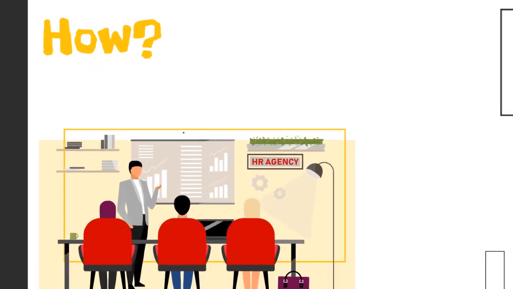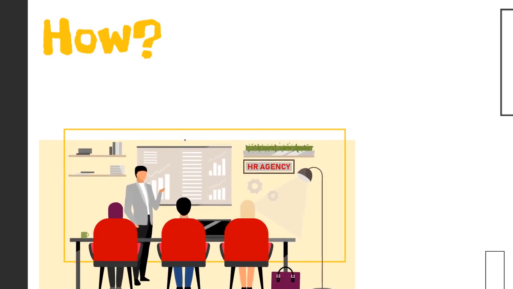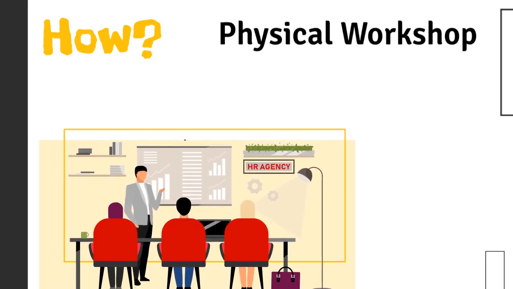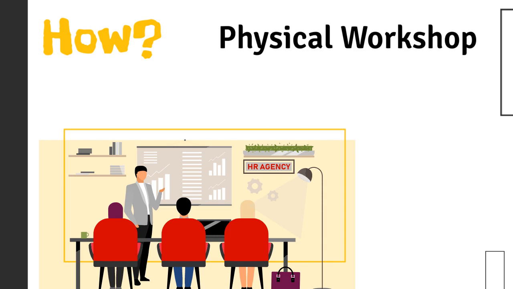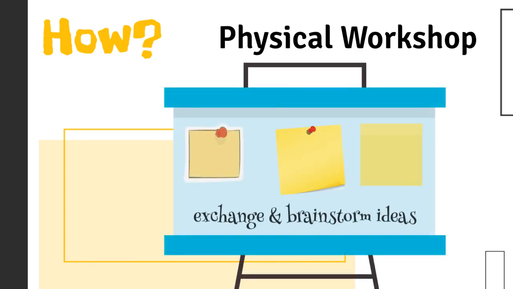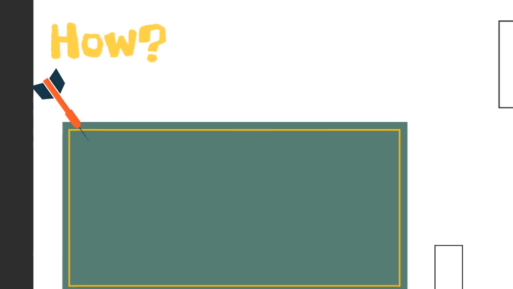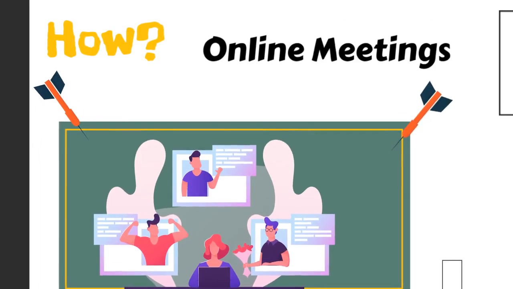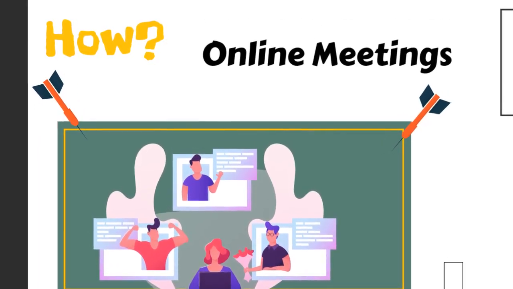An action mapping workshop is ideally undertaken during the project kick-off meeting. But how? There are two ways to do it. First, physical workshop. This can be done through an in-person meeting. Gather your employees, stakeholders, or anybody that is connected to the goal. Prepare whiteboard and sticky notes. Exchange and brainstorm ideas.